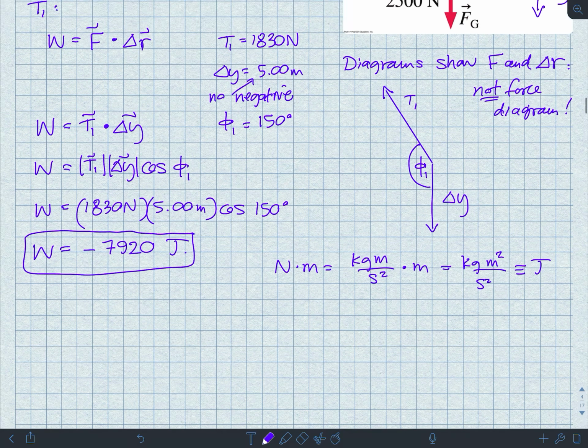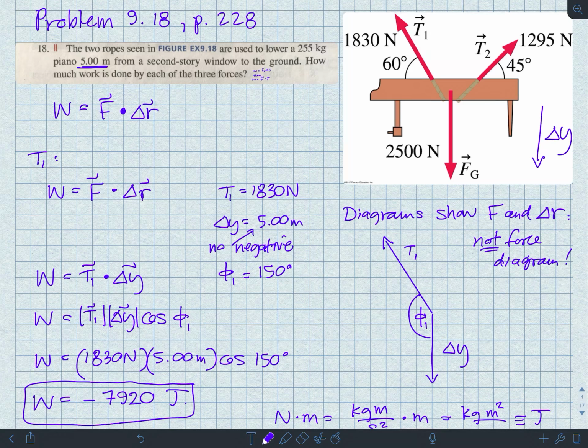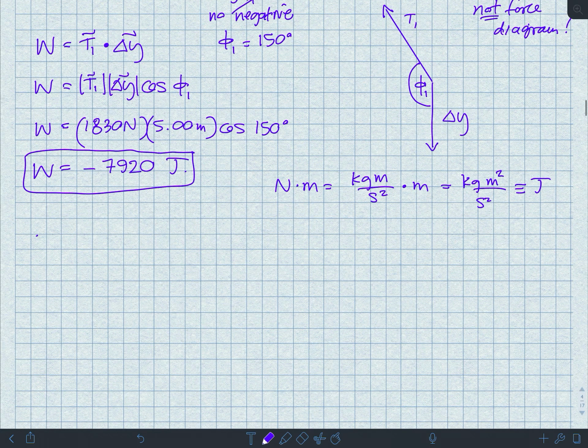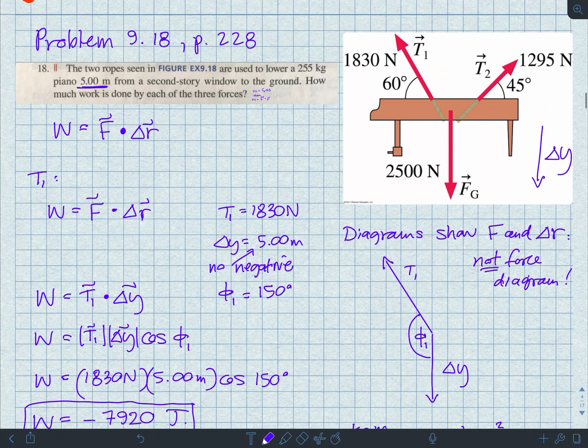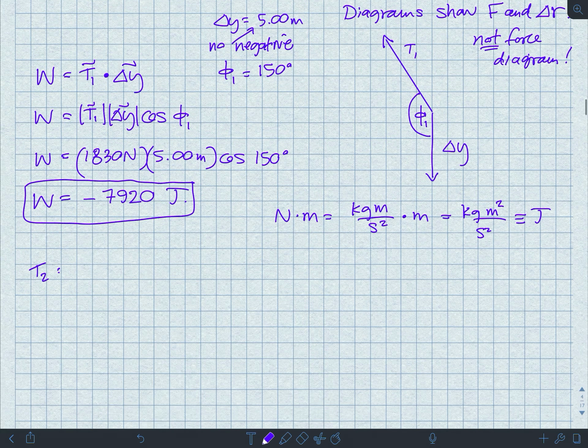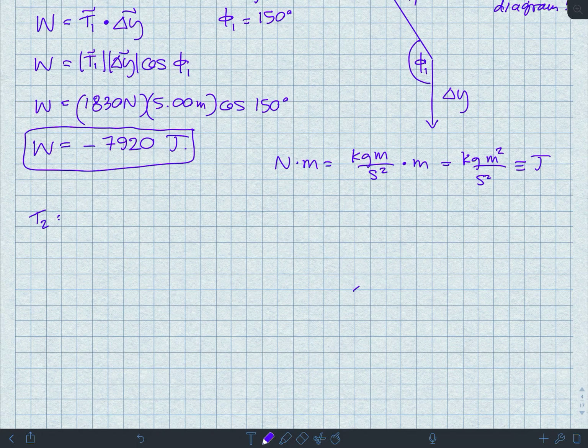All right, let's do the next one. Let's do tension 2. Let's make the diagram for tension 2 and the displacement. Tension 2 is at a 45-degree angle, and it's always with the displacement delta y. And now phi 2 is in here, and that's going to be 45 degrees plus 90 degrees.